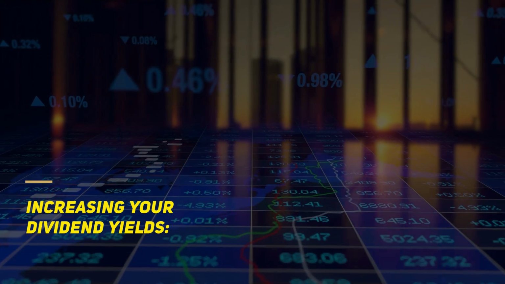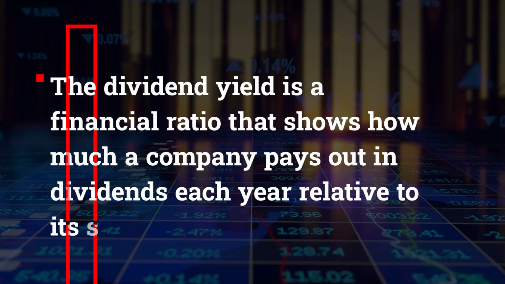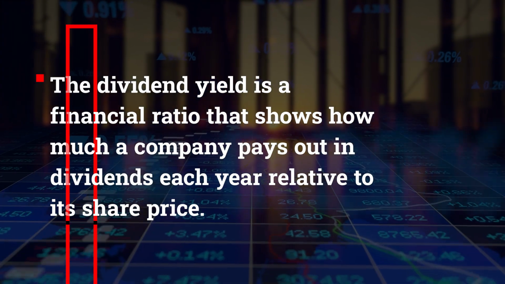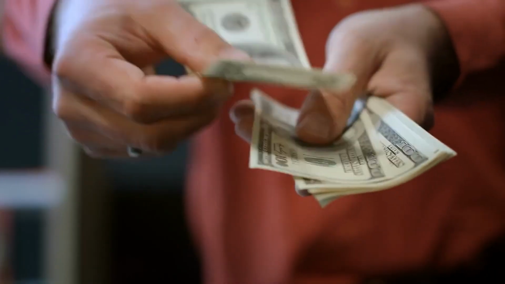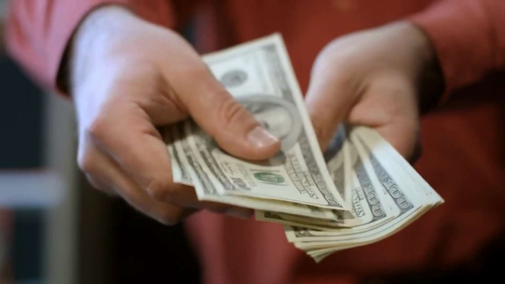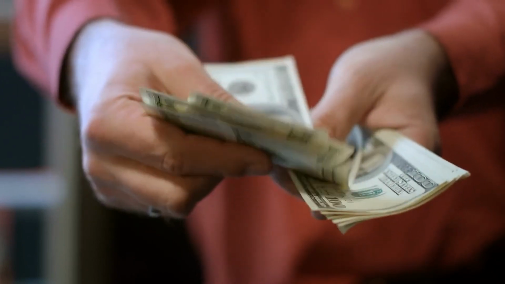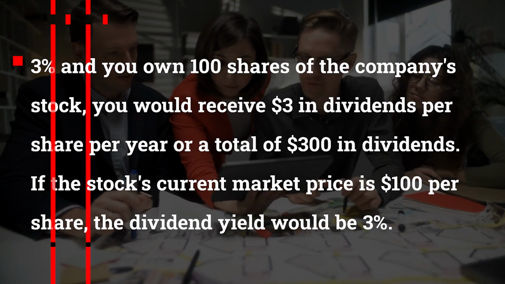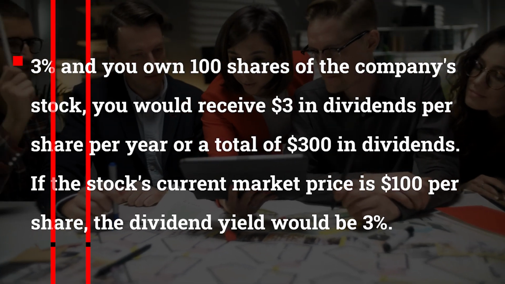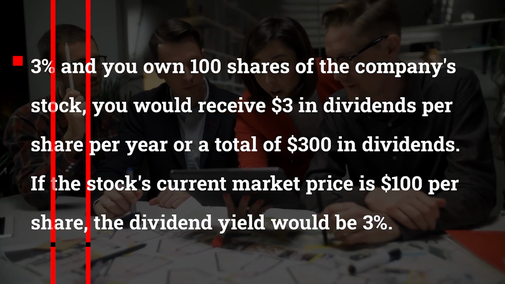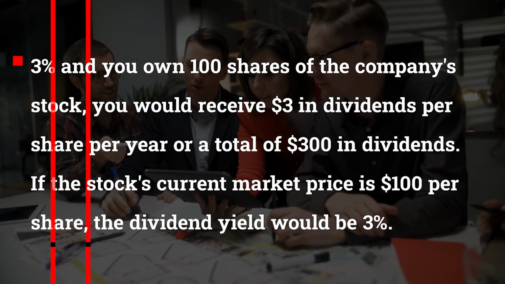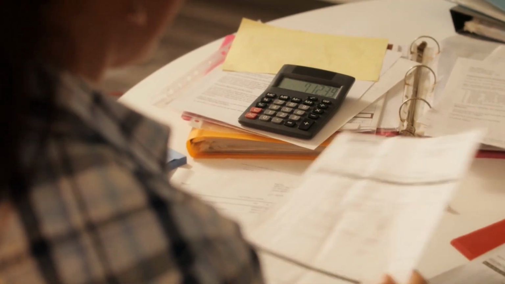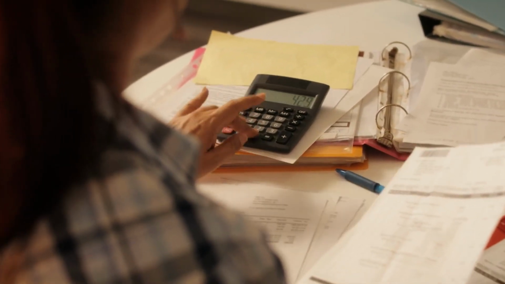Increasing your dividend yields. The dividend yield is a financial ratio that shows how much a company pays out in dividends each year relative to its share price. It's calculated by dividing the annual dividend per share by the current market price per share. For example, if a company has a dividend yield of 3% and you own 100 shares of the company's stock, you would receive $3 in dividends per share per year, or a total of $300 in dividends. If the stock's current market price is $100 per share, then the dividend yield would be 3%.